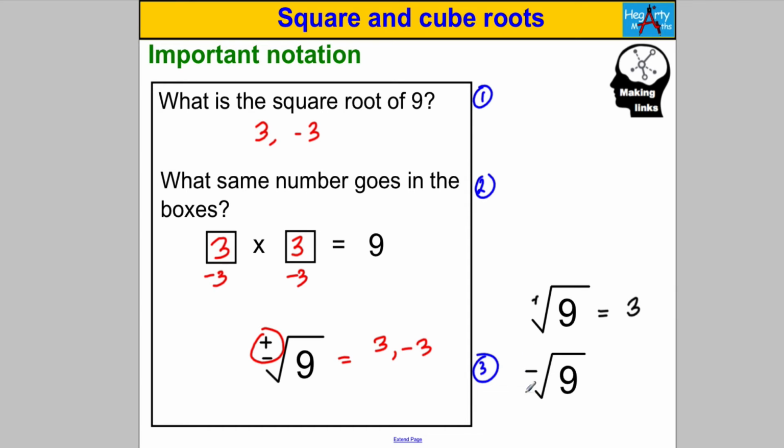And if you ever see negative root 9, that's asking you for the negative square root of 9, which is negative 3. So just be careful. If you see it like that, they just want the positive one. If you see it like that, they just want the negative. If you see the question in any of these forms, you have to state both the positive and the negative answer. Okay, so I think now we're ready to try some questions. Let's give it a go.